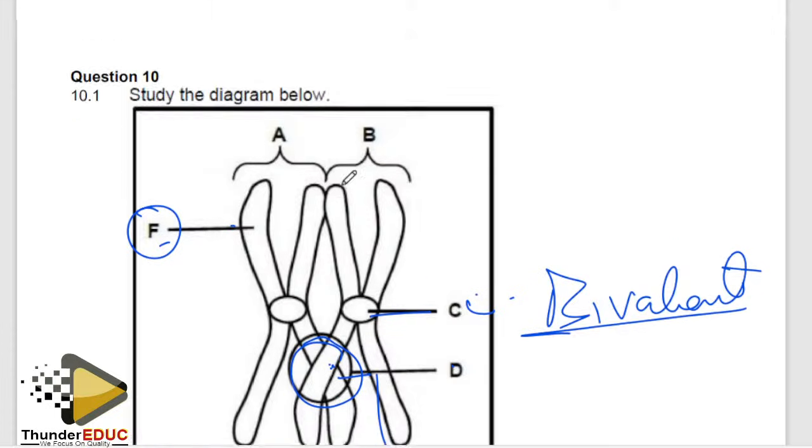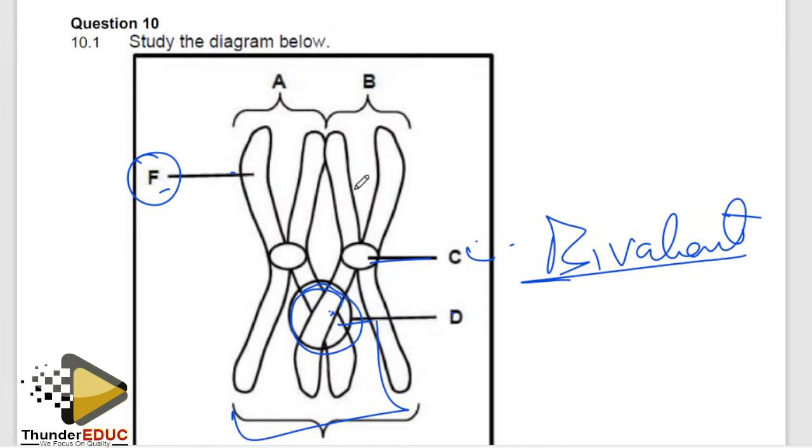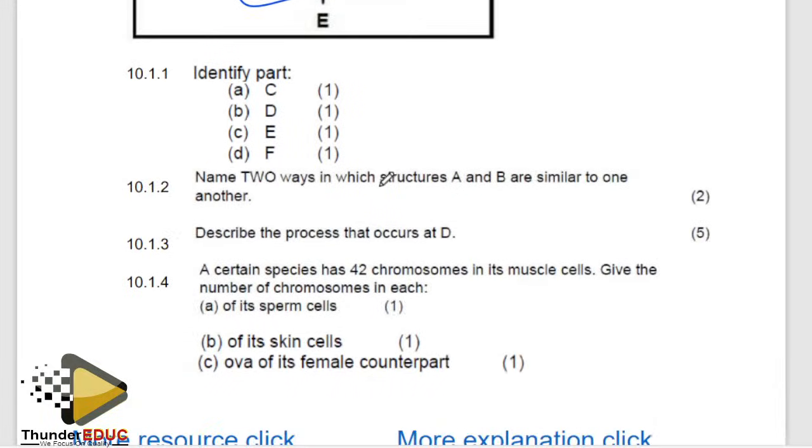Cool. Number two, they have the same location of the chromosomes. Not the same chromosome. They are not the same chromosome. If they were the same chromosome, you would have looked exactly the same as your father. So they have the same position, locus, same position of the genes.